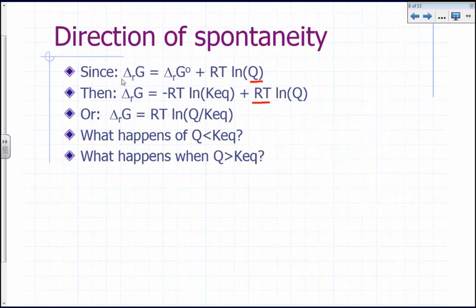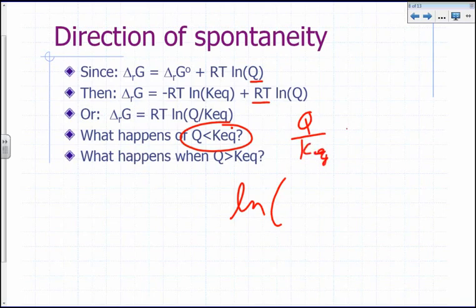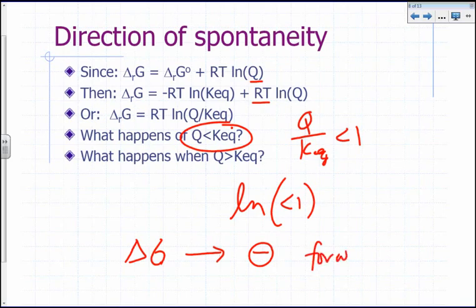What happens if Q is less than KEQ? What would be the natural log of a number less than 1? Q is less than KEQ. Number less than 1 would be negative, right? So your delta G, in this case, is going to be negative, and so what will happen? We say if delta G is negative, then the reaction as written will go forward. So you say a forward reaction occurs.